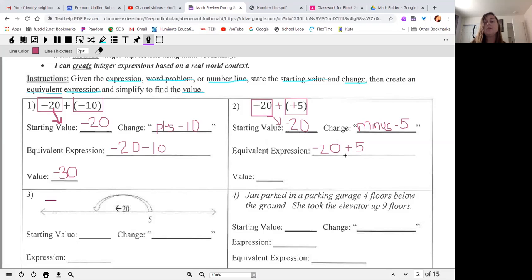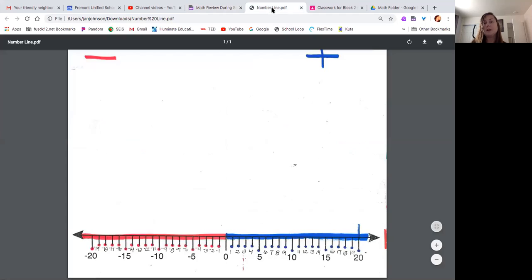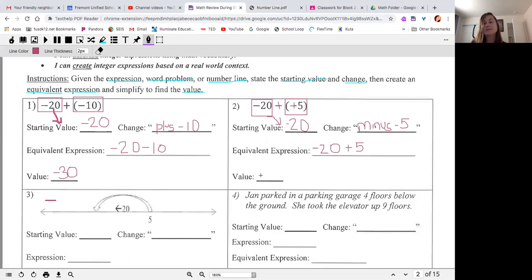And I'm checking it on my number line because it is not negative 25. It is not. It's not positive 25 either. So I take my negative 20 and I'm adding 5. So I'm moving right down the number line. 1, 2, 3, 4, 5. My answer is negative 15. I hope you got negative 15 also. Okay, problem 2 is all done.